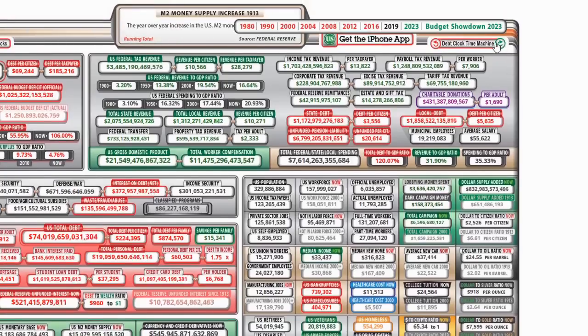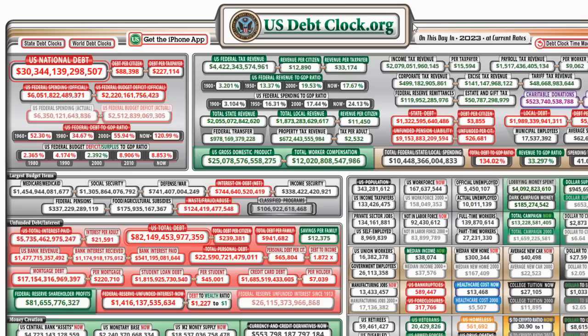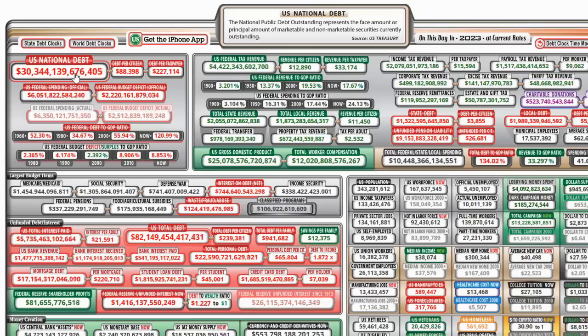So let's fast forward here. The debt clock's got a nice little time machine, and let's see what it will look like in 2023. Look at where that national debt clock is. This is assuming, let's say, that Trump gets reelected again. $30 trillion debt in just a few short years.